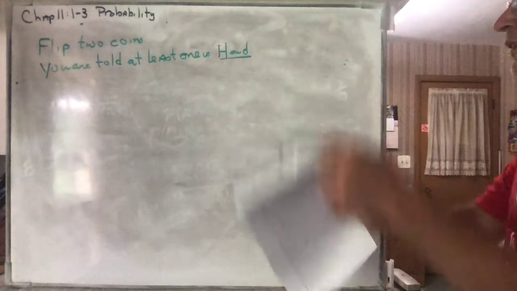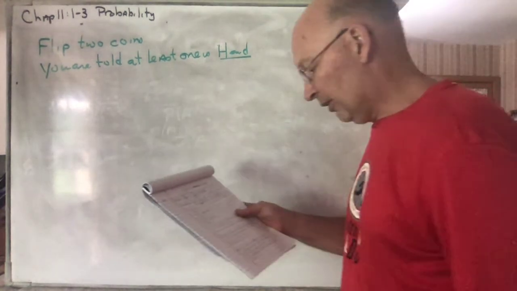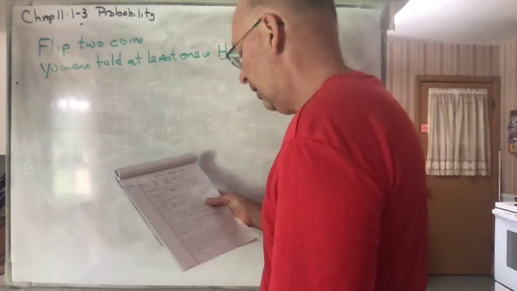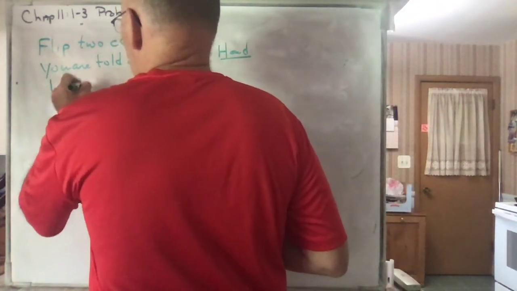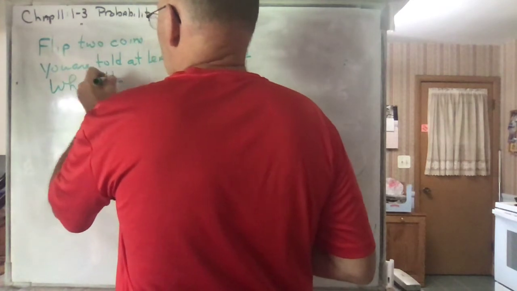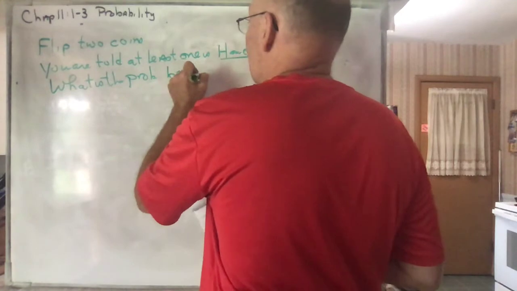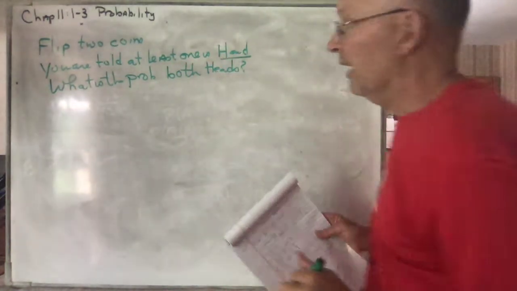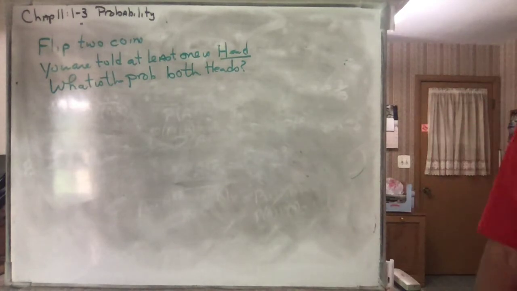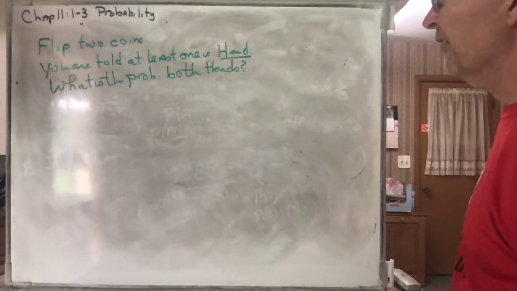Okay, so you flip two of them. You don't see either of them. But then you ask the question, is at least one of them a head? And the question is this. If the answer is yes, then what is the probability that they are both heads? Okay, you flip two coins. You're told that at least one of them is a head. And what's the probability that they're both heads?